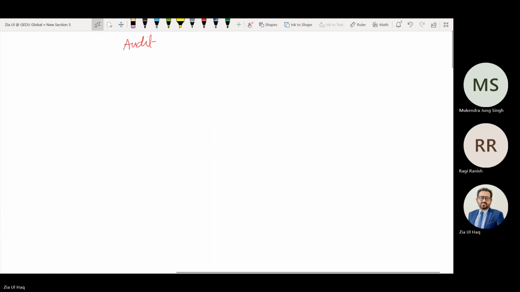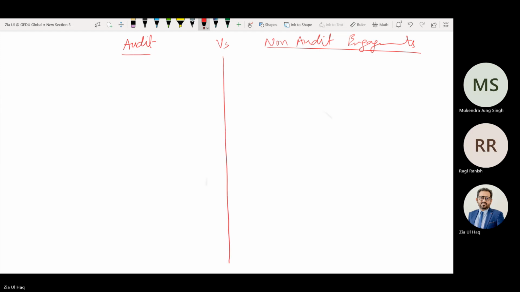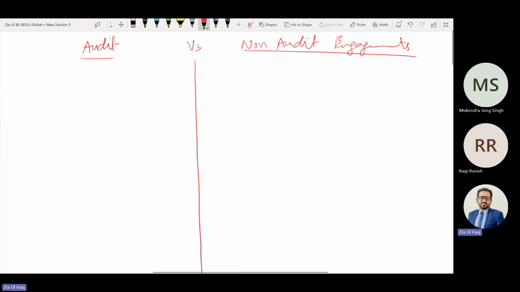Audit versus non-audit engagements. Audit versus non-audit engagements. An audit firm not only perform audit services, they also perform other services as well.